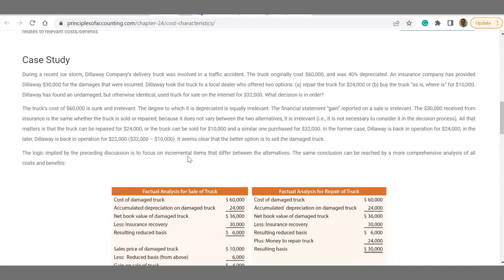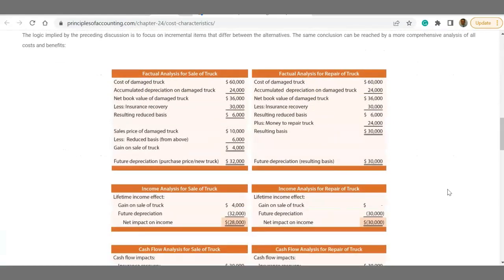Let's say they got $30,000 from the insurance company. That's not going to change. That is something constant. It's going to happen either way. So the logic implied by the preceding discussion is to focus on incremental items that differ between the alternatives. The same conclusion can be reached by a more comprehensive analysis of the cost and benefits. So let's look at it.